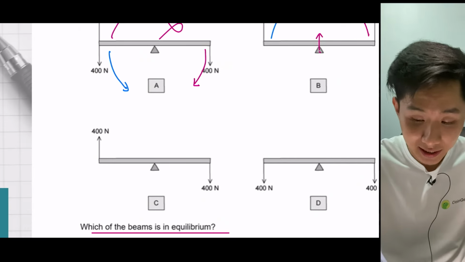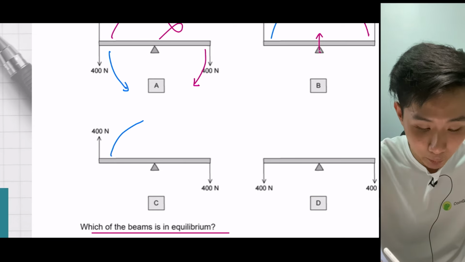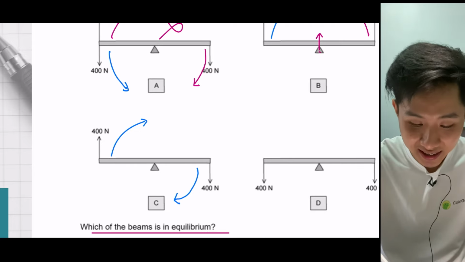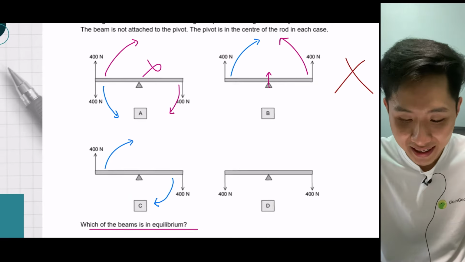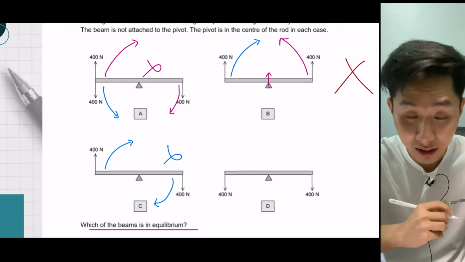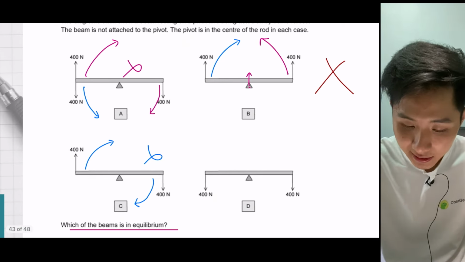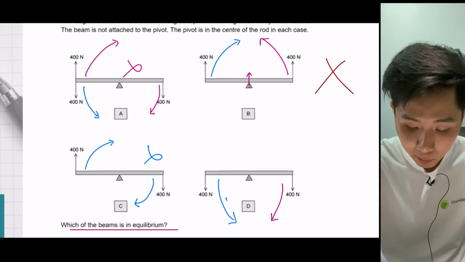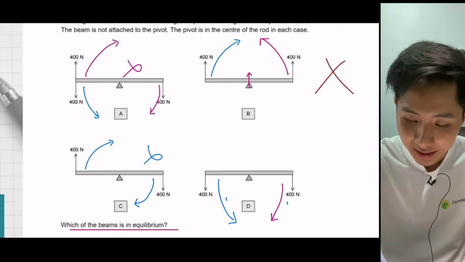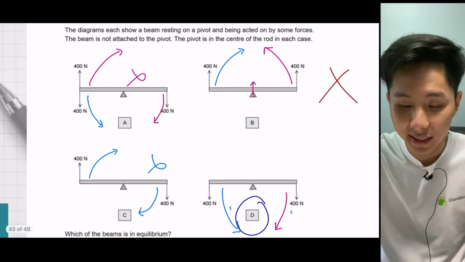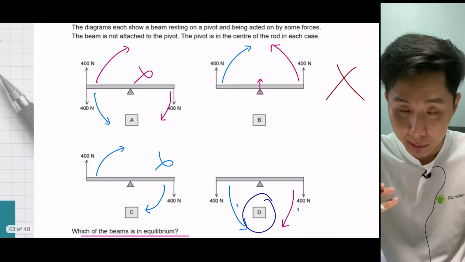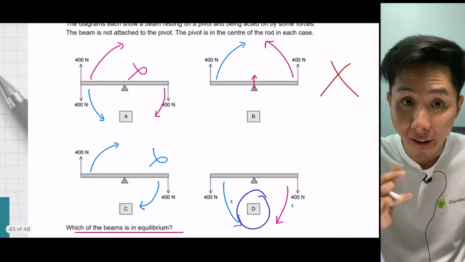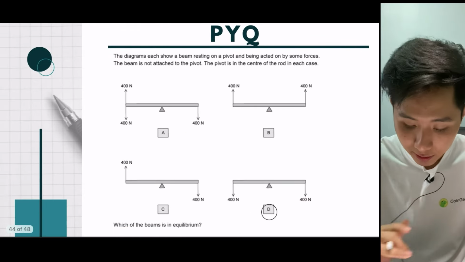So the third one looks like it is C. So we have a clockwise moment, and again, another clockwise moment. But we have no anti-clockwise moment. This means that the moments are not equal. Last but not least, we have a clockwise moment and an anti-clockwise moment. So 1, 1, and this is correct. So the answer is D because the clockwise and anti-clockwise moments are equal, and also the upward and downward forces are the same.